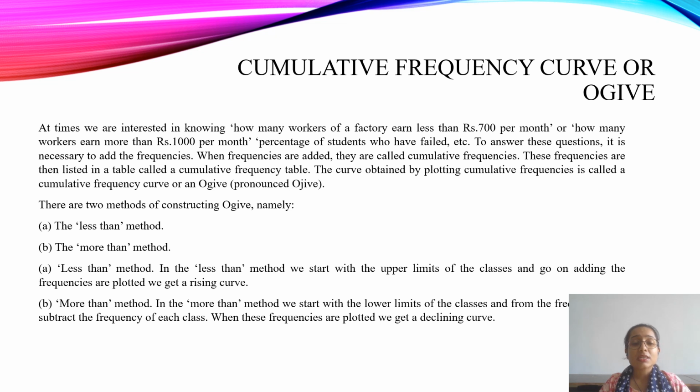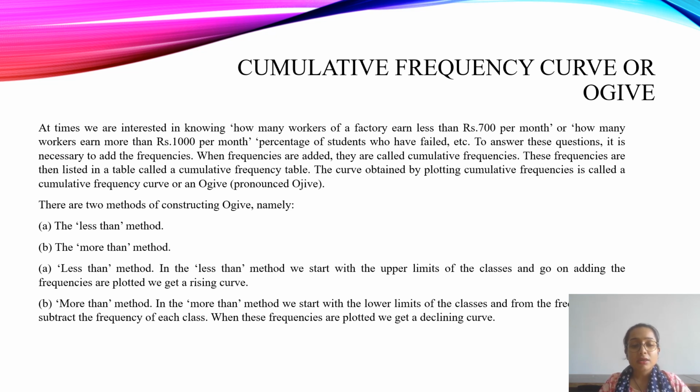When frequencies are added, they are called cumulative frequencies. These frequencies are then listed in a table called a cumulative frequency table. The curve obtained by plotting cumulative frequencies is called a cumulative frequency curve, or I can say ogive. There are two methods of constructing an ogive. First is the less than method, the other one is the more than method.